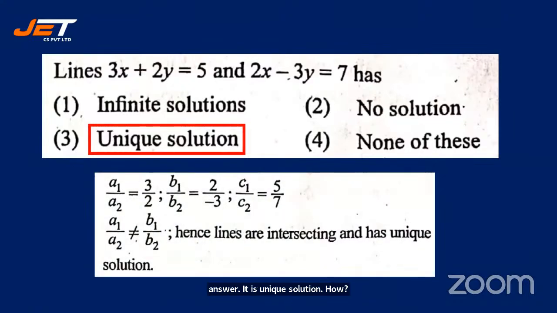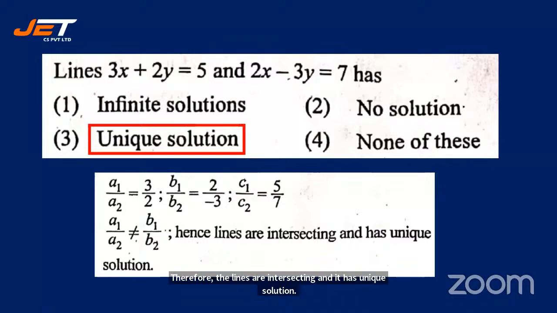A1 by A2 is the coefficient of x by coefficient of x, that is 3 by 2. What is B1 by B2? Coefficient of y by coefficient of y, that is 2 by minus 3. C1 by C2 is the constants, that is 5 divided by 7. So here A1 by A2 is not equal to B1 by B2. Therefore, the lines are intersecting and it has a unique solution. That is how option 3 is highlighted. See the next question.